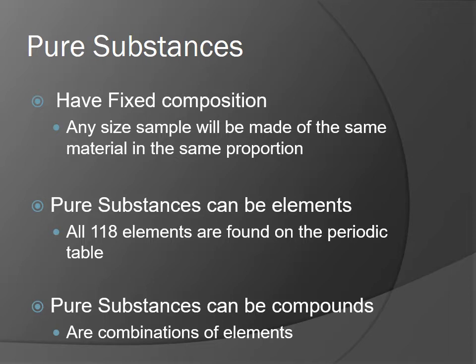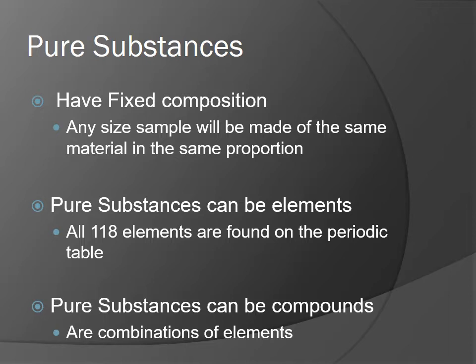Pure substances could be elements, and there are 118 known elements that are found on the periodic table. The 118 elements, however, actually break down into about 90 that are naturally occurring, that nature actually makes. The remainder are what we call synthesized elements, and they are elements that are made in the lab by people.